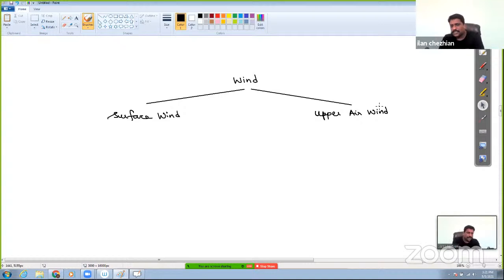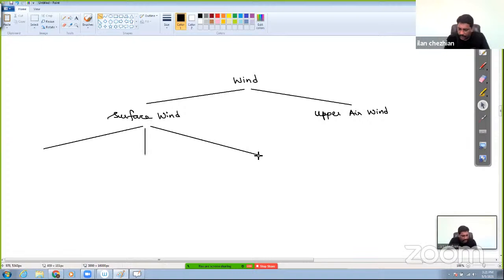Now, we're talking about surface wind. What is the surface wind? All this wind which is flowing at the surface level, you call surface wind. Depending upon the size, my friend, the surface wind can be categorized into different categories. Number one, if these winds are very large in size, if they can cover the entire length and breadth of this planet, we call them planetary winds.